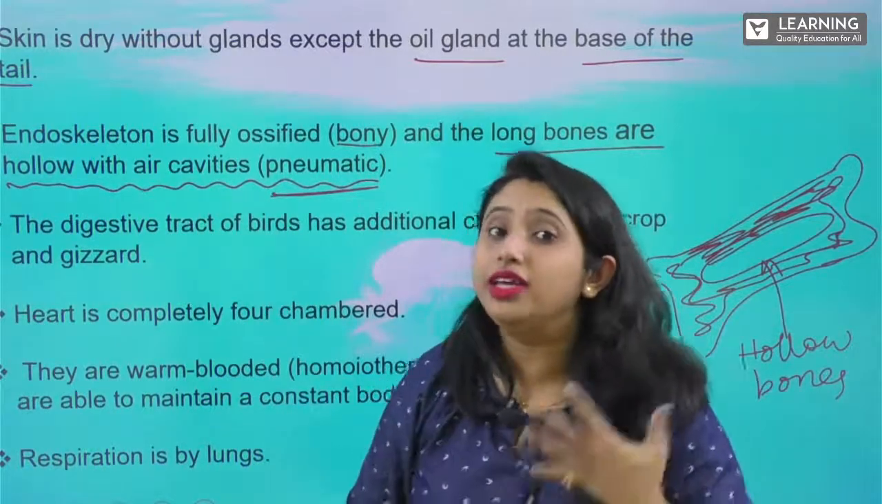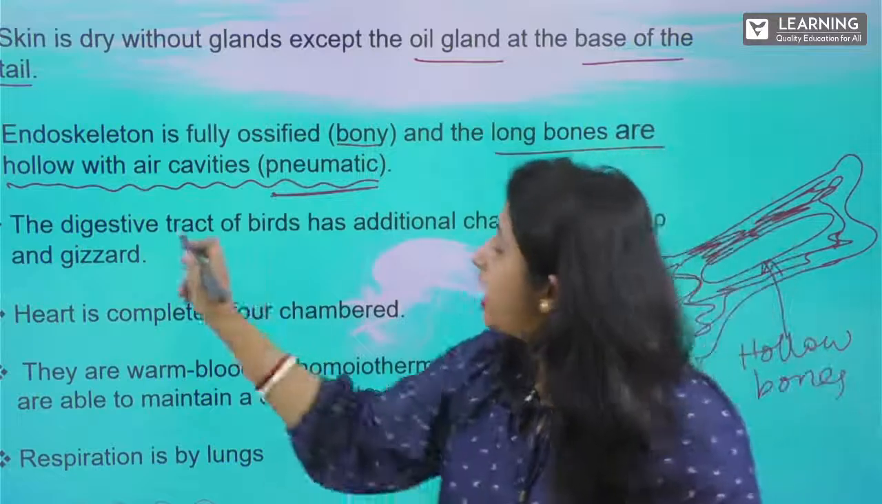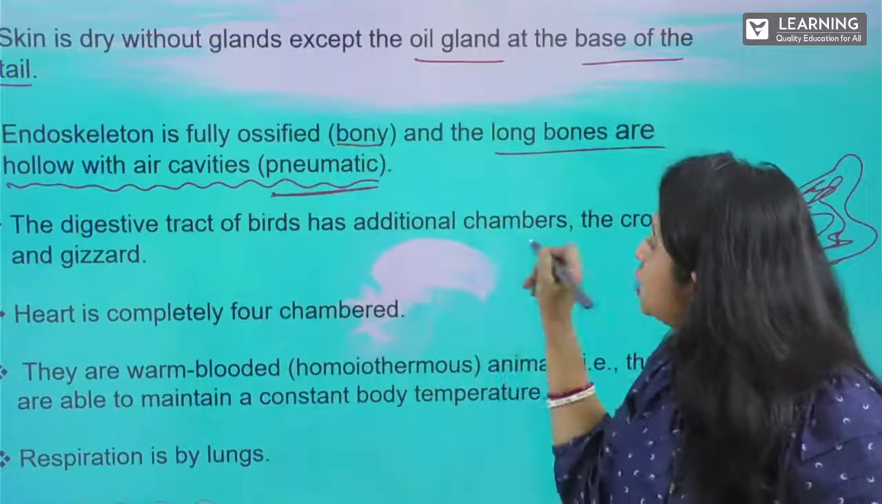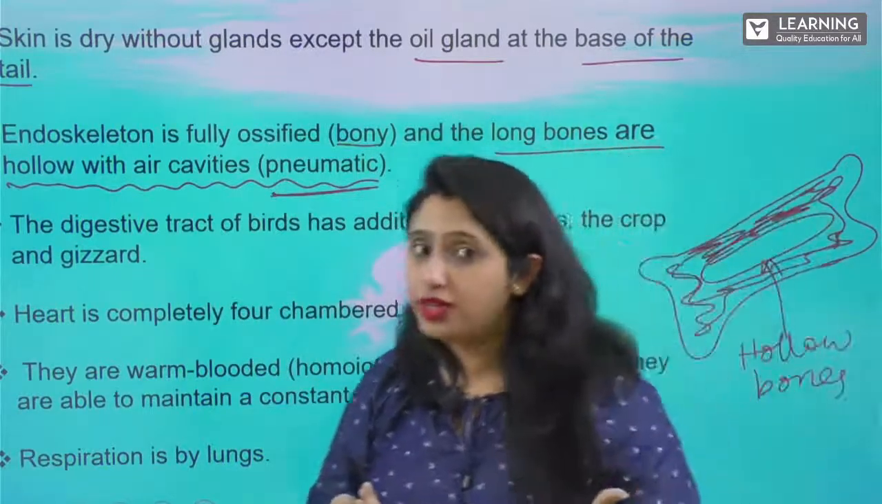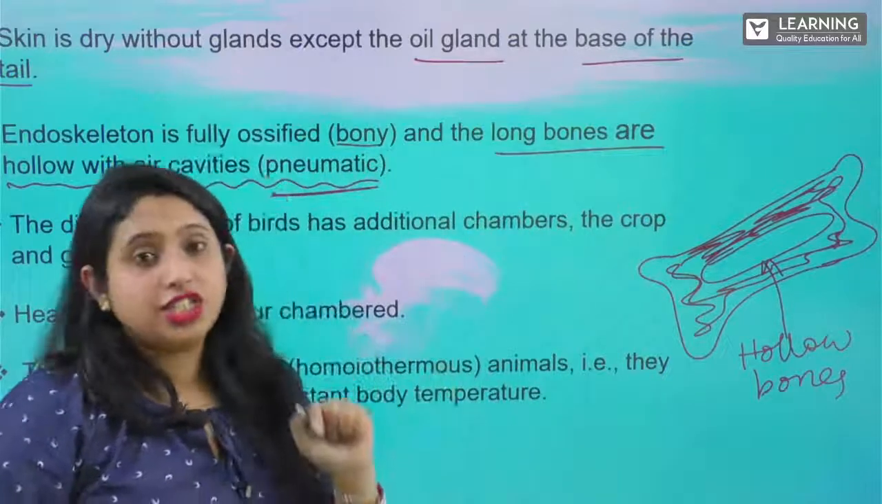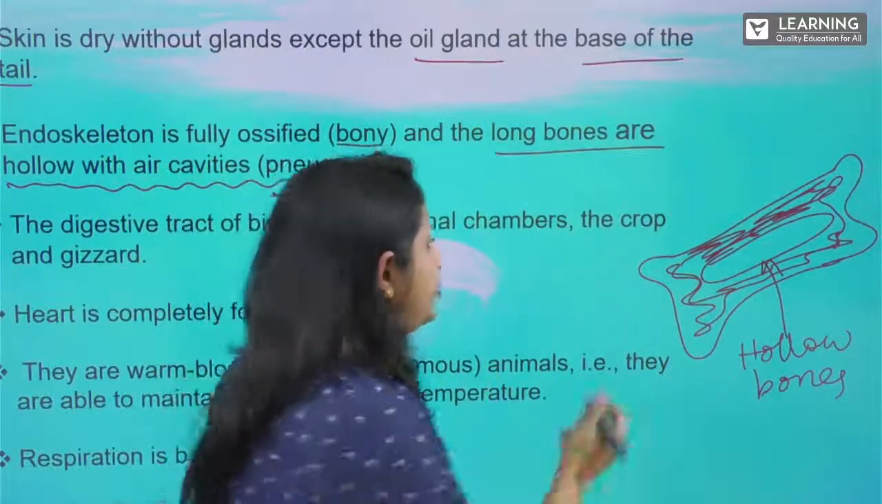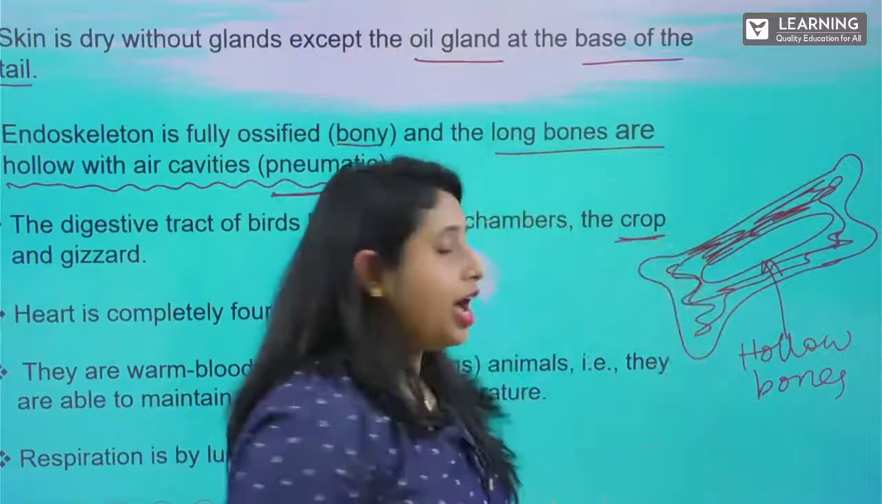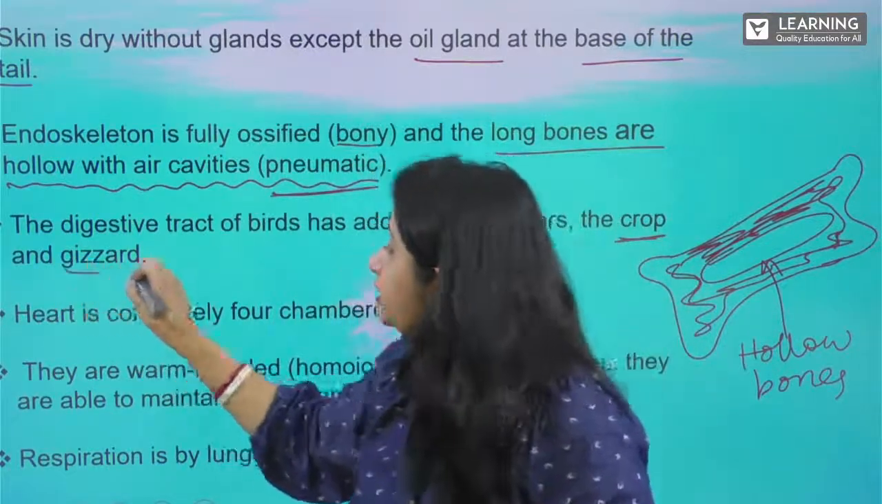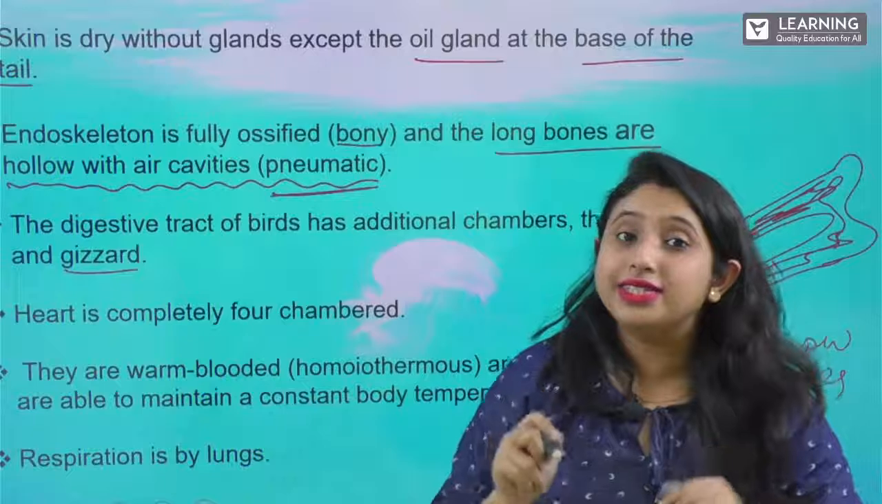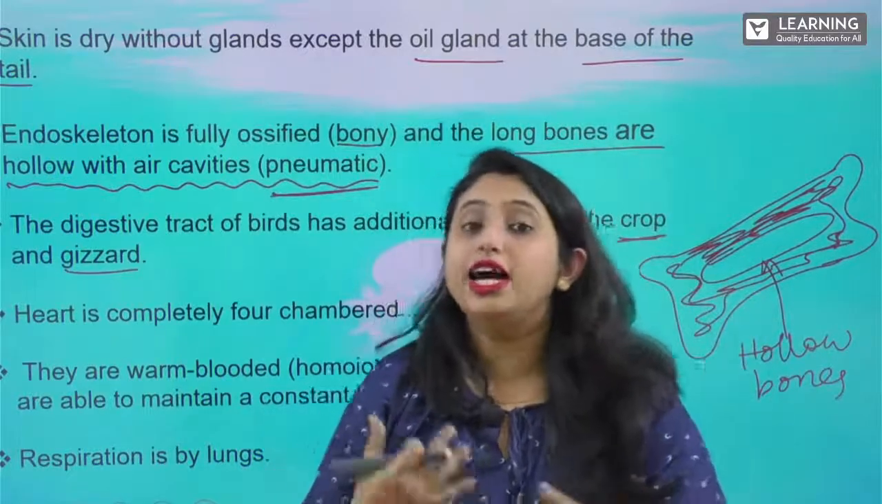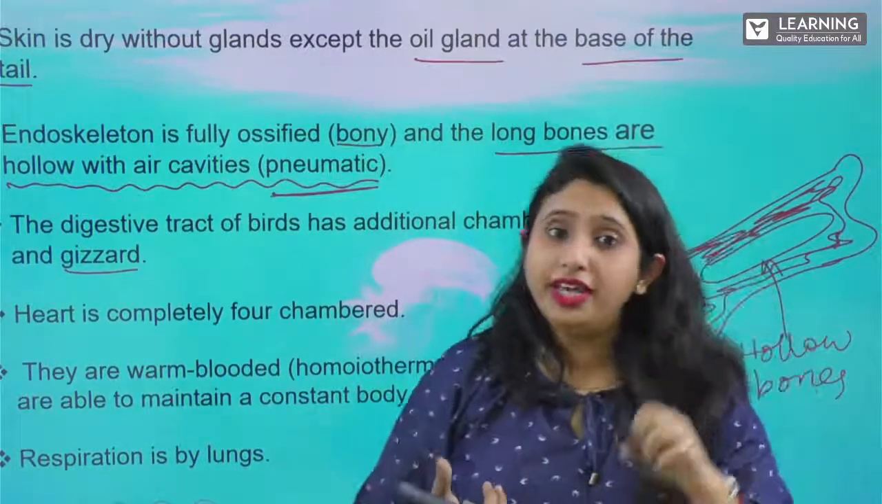They are filled with air cavities. So the digestive tract of birds has additional chambers. That is, they have the crop and the gizzard, which helps in the mastication of food, that helps in properly breaking the food.